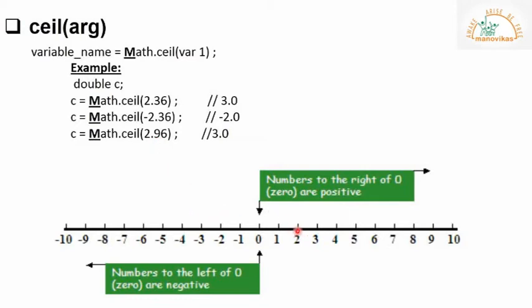2.96 lies between 2 and 3, that is close to 3. So irrespective of what is after the decimal point, it will move to the higher decimal value, that is 3. So your answer will be 3.0.